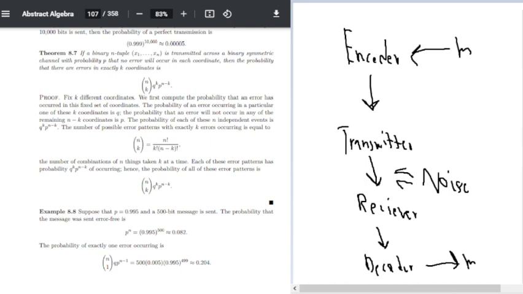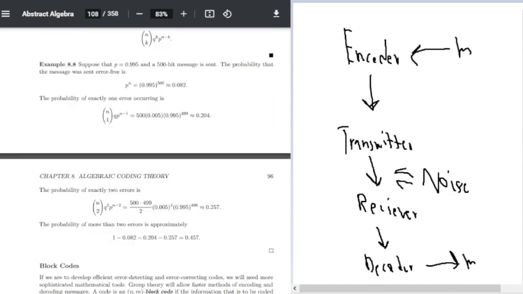And the number of possible error patterns with exactly k errors occurring is equal to n choose k, which equals n factorial over k factorial times n minus k factorial, the number of combinations of n things taken k at a time. Each of these error patterns has a probability q to the k, p to the n minus k of occurring. Hence, the probability of all of these error patterns is n choose k, q to the k, p to the n minus k.